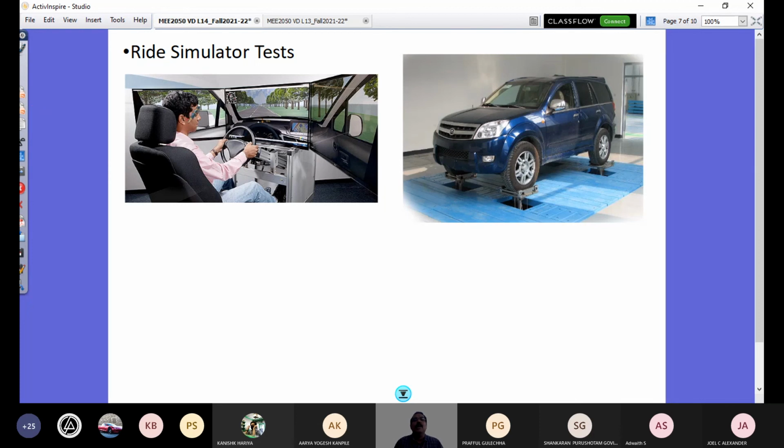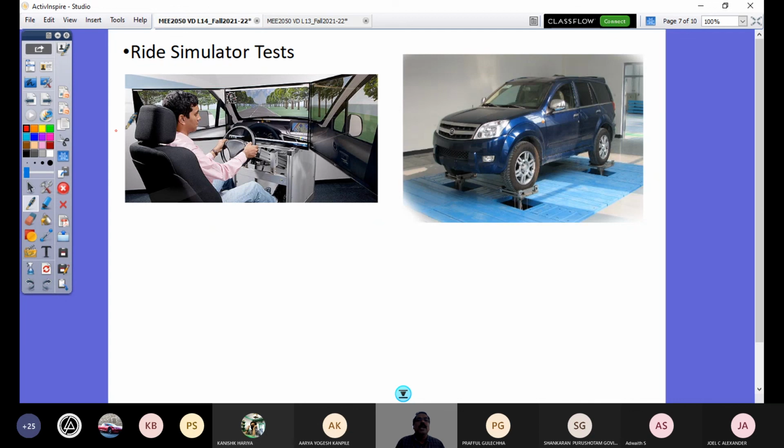So this virtual proving ground is a new concept, and all OEMs are trying to make this type of environment. Of course, you learned your driving at Maruti driving school. You would first have been made to sit on such a simulator, and you get practice of your steering control and your pedaling, and then you get into your real vehicle and do it, right? So this is a kind of ride simulator test.